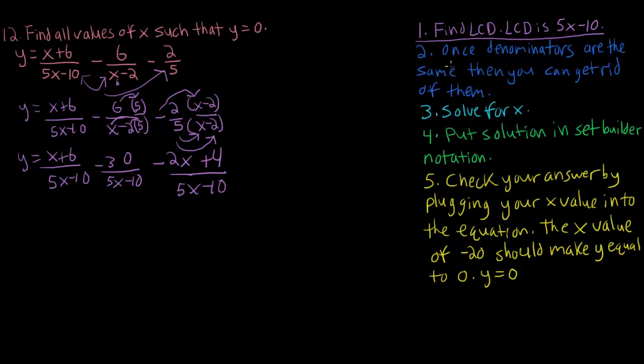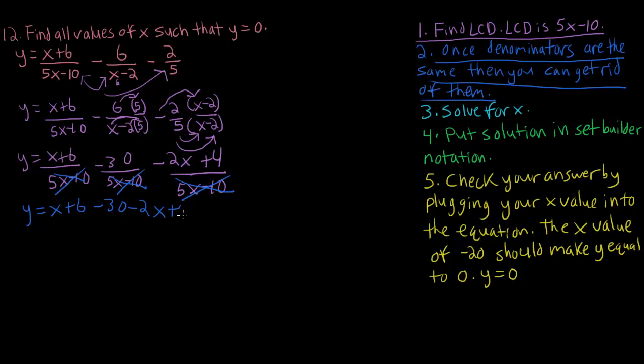Now step 2, once the denominators are the same, then you can get rid of them. So here we have three terms that have the same denominator, 5x minus 10, so we can simply get rid of them. And once we get rid of them, we're left with y equals x plus 6 minus 30 minus 2x plus 4. And then for step 3, we can just go ahead and solve for x.